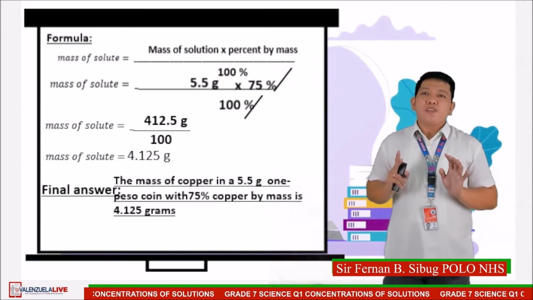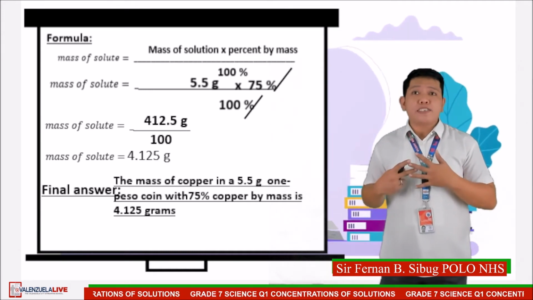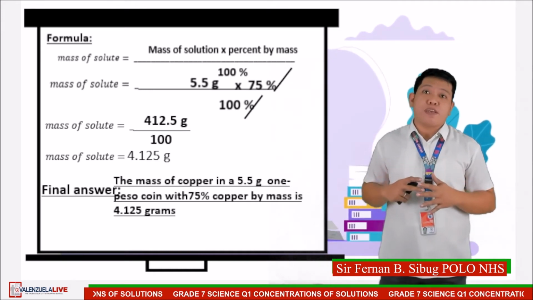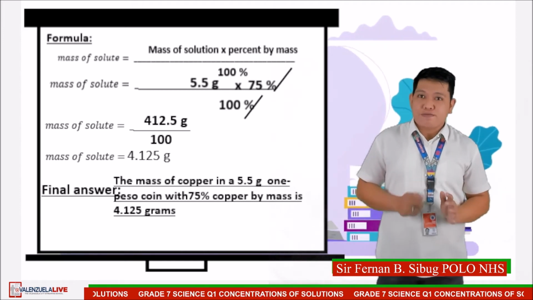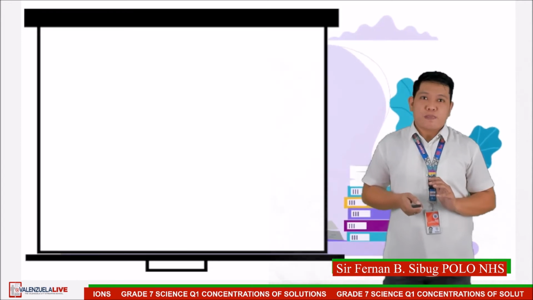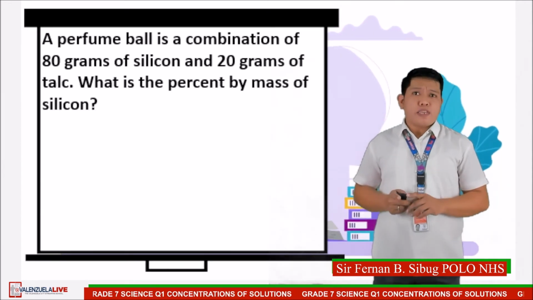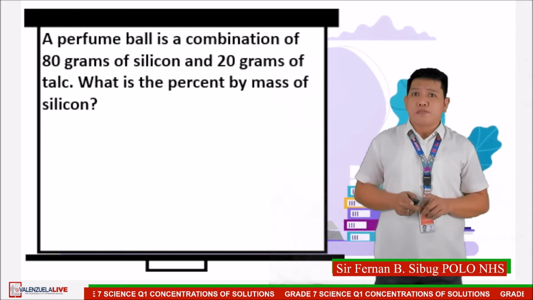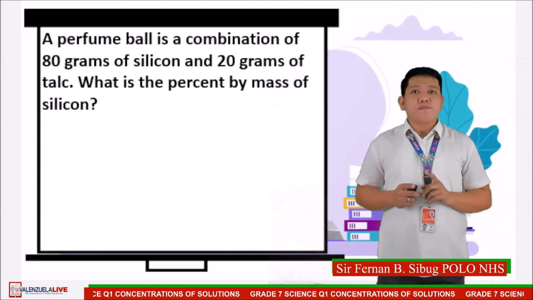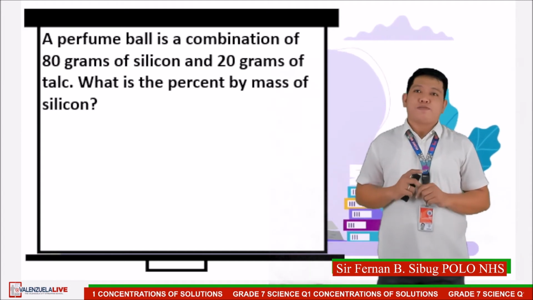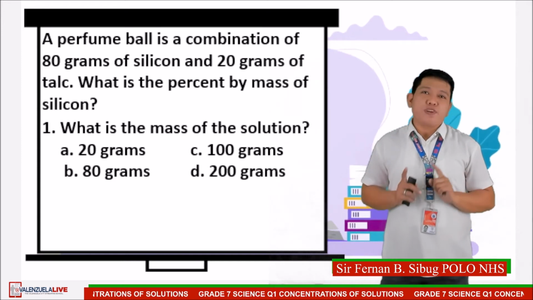Okay. Now, to test whether you understand our lesson or not, help me answer these questions by typing the letter of the correct answer in the comment section. The problem is, a perfume ball is a combination of 80 grams of silicone and 20 grams of talc. What is the percent by mass of silicone? Question number 1. What is the mass of the solution?